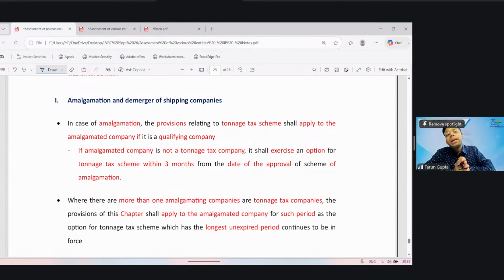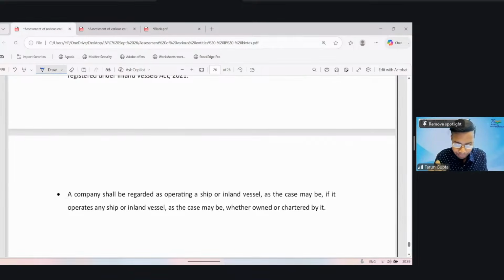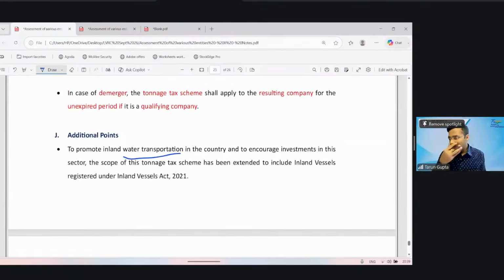If a qualifying company amalgamates with another company, then such other company can also apply for this scheme within 3 months from the amalgamation. This scheme is extended to inland water transportation vessels also, to give them the benefit. A qualifying ship may be owned by the qualifying company or may be chartered by it. But for a qualifying company, such company must own at least one qualifying ship. It can charter other qualifying ships.